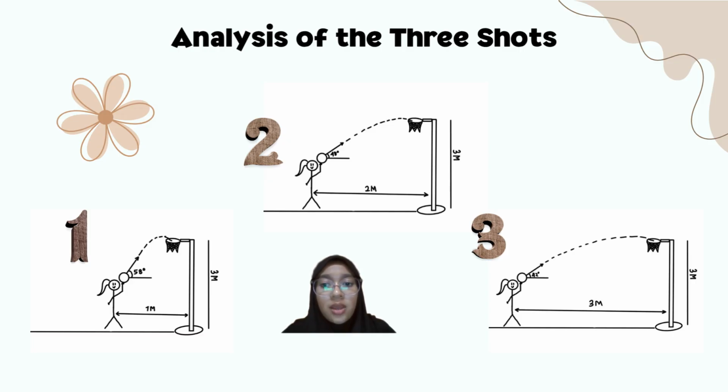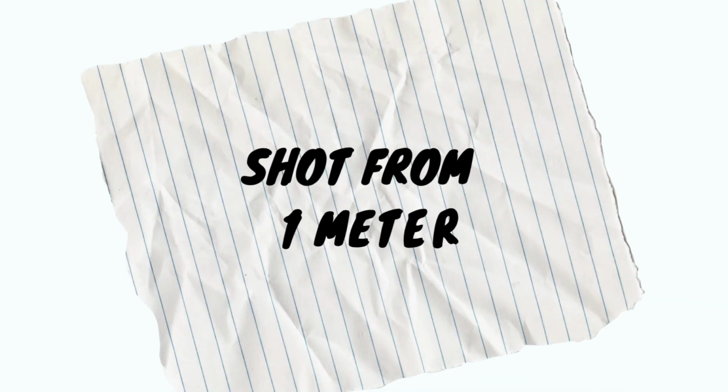the hoop. Even though the shooting distance and launch angle are different, all three shots still follow the same principle of projectile motion. Next, we will calculate each shot using the projectile motion equation.